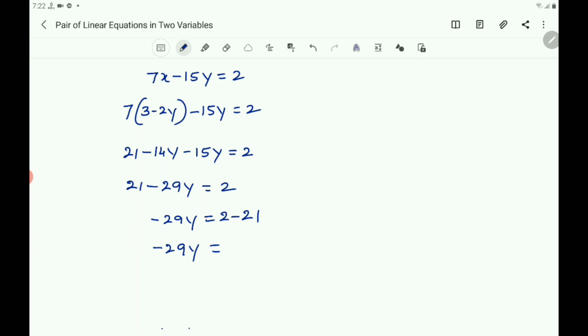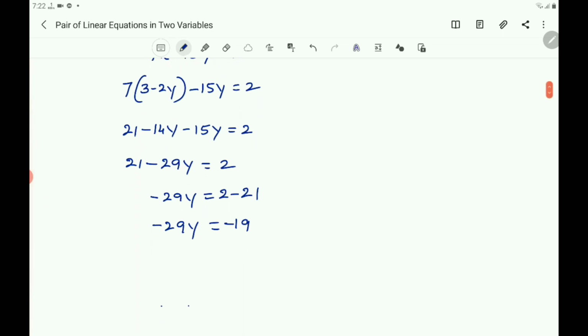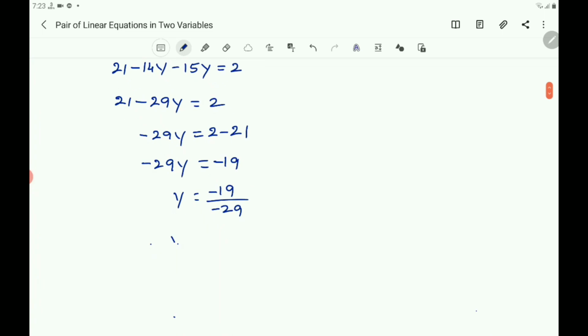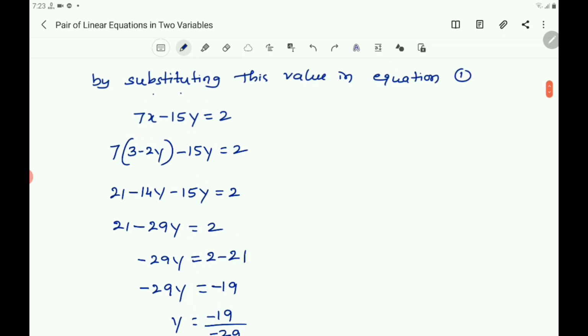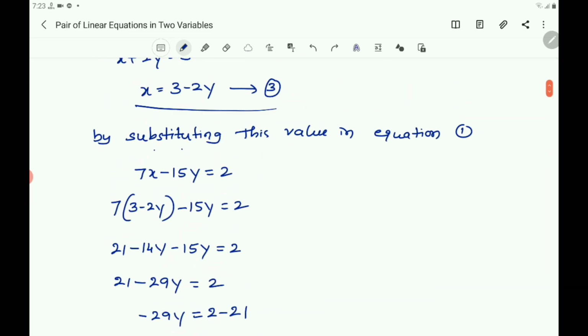Here they are having different signs, means you must subtract here. 21 minus 2 is 19 and the greater number 21 is having negative sign, so it becomes minus 19. Then y equals minus 19 by minus 29 and the sign cancels, minus minus, you will get 19 by 29. Then you got the value of one variable, that is y. You substitute this value in the equation 3.